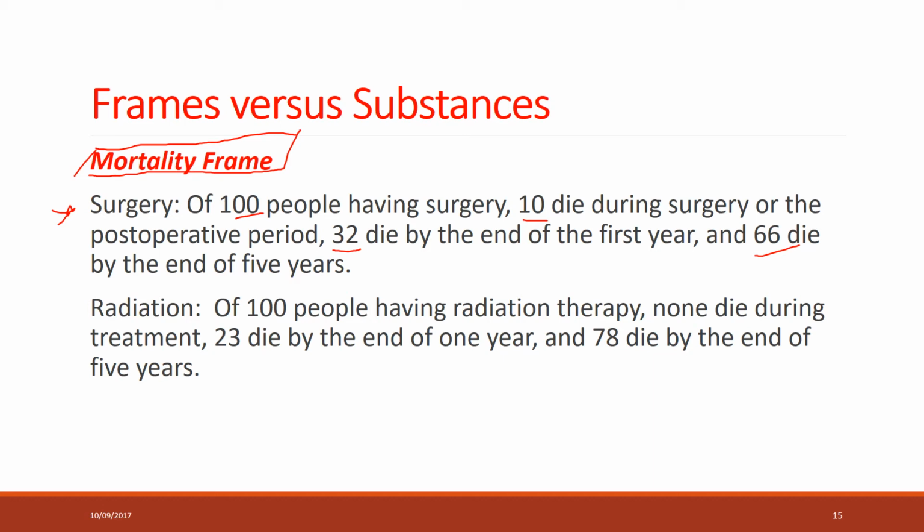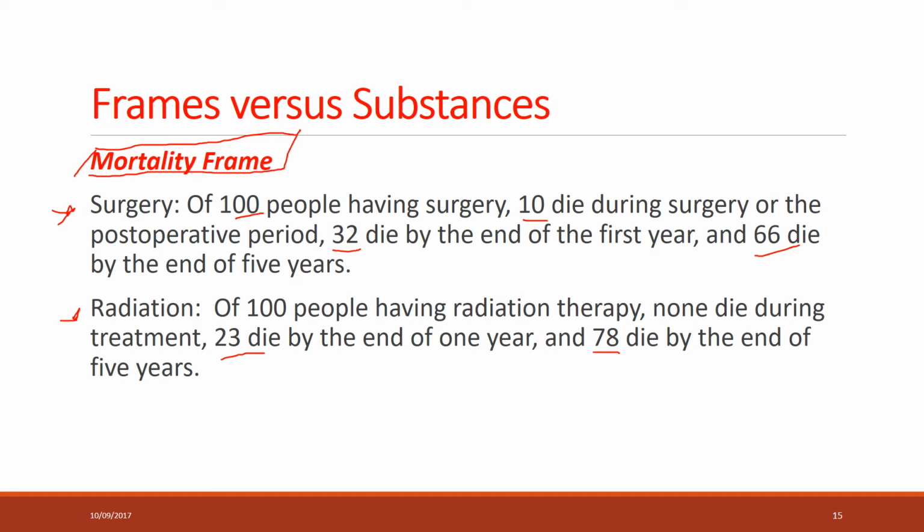So the information here is the same as before, we just frame it in a different way. For radiation, we have the same information. So 100% survive during the treatment. So no one dies during the treatment, right? 23 people die by the end of the first year, and 78 people die by the end of the 5th year.